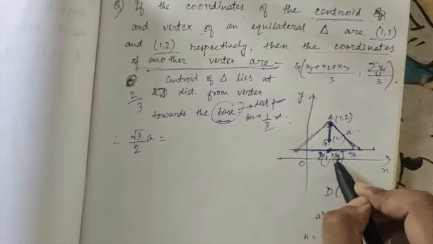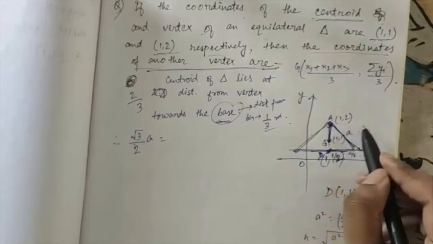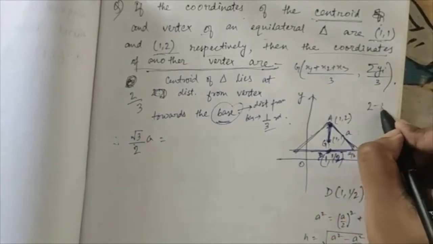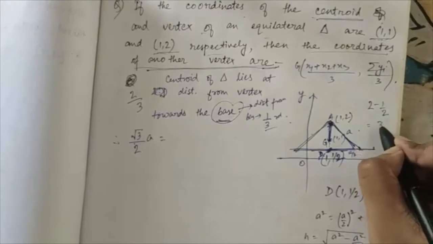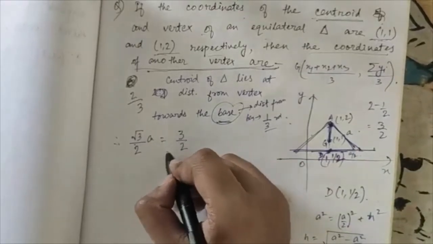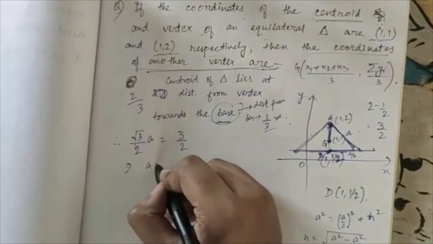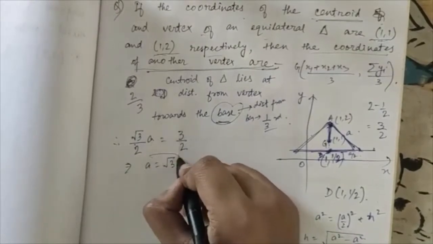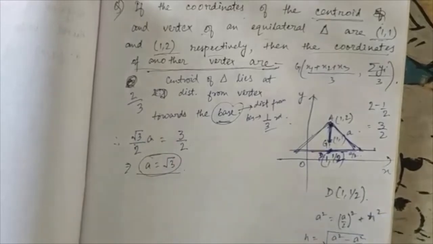Distance AD. The ordinate of A is 2 and the ordinate of D is half. So by subtracting half from 2, it's 3 by 2, which is the required length of AD. So now root 3a by 2 is equal to 3 by 2, and from here we can get the side length of the equilateral triangle as root 3.